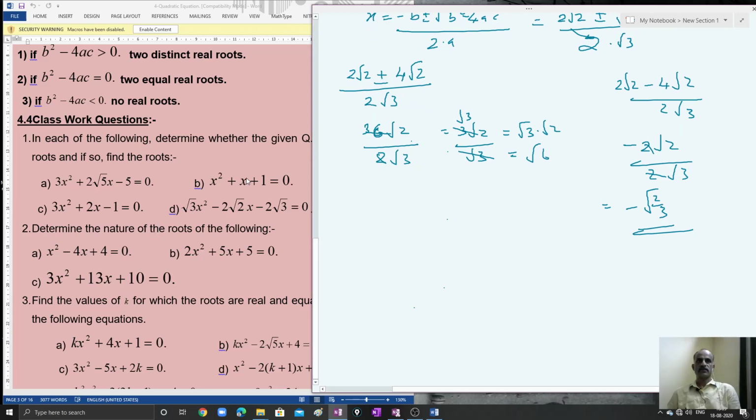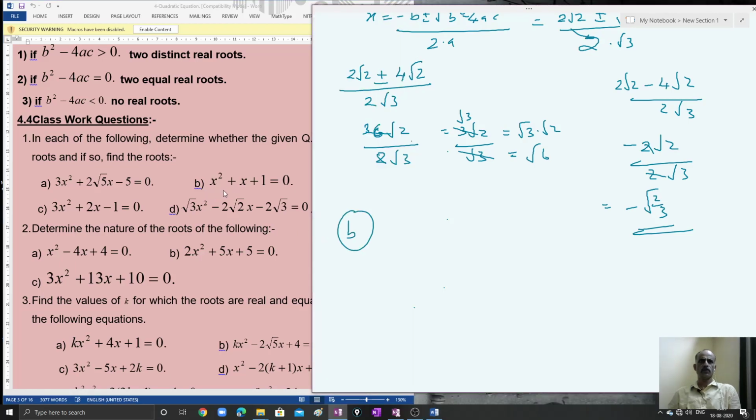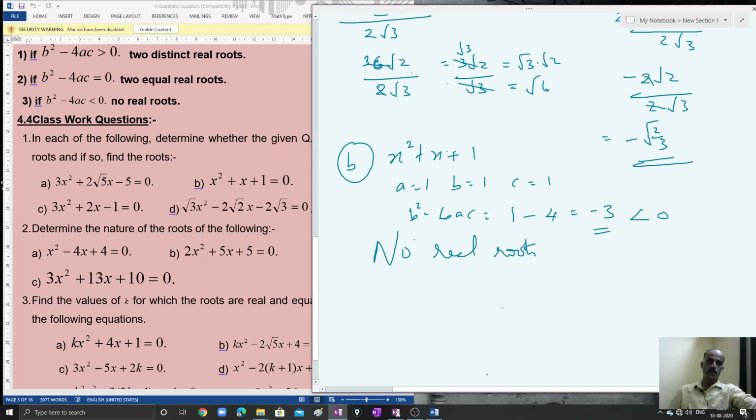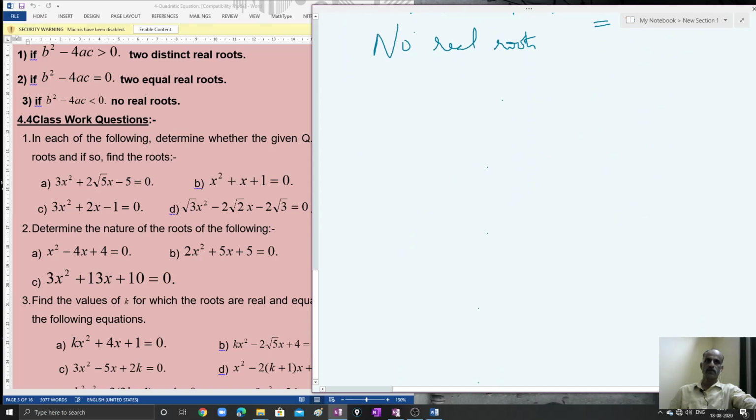If I repeat, let us do this question number B for you. I will do B again. One more question: x square plus x plus 1. What are a, b, c? a is equal to 1, b is equal to 1, c is equal to 1. b square minus 4ac, when you do that, you can see that 1 minus 4 will be negative 3, less than 0. What is the nature of roots? No real roots. The roots are in fact imaginary, or not real. We can conclude that not real.